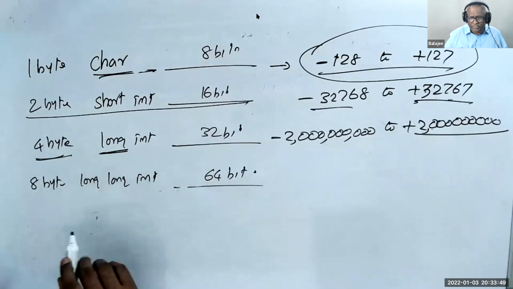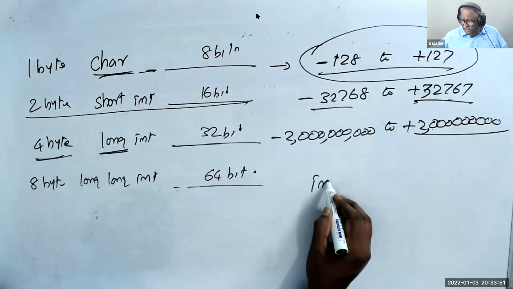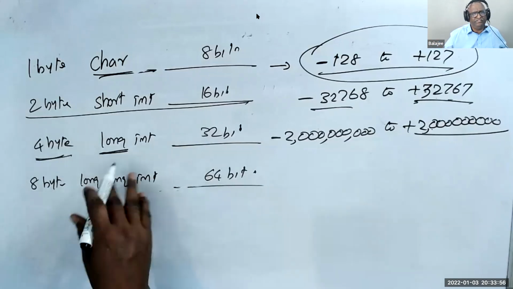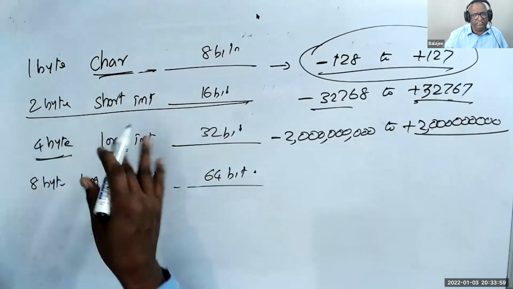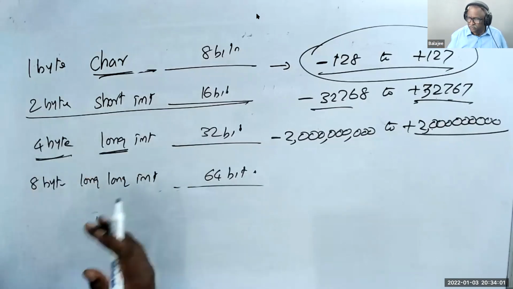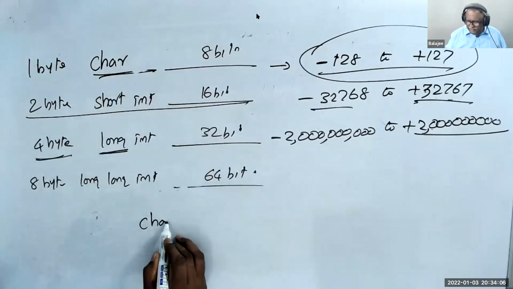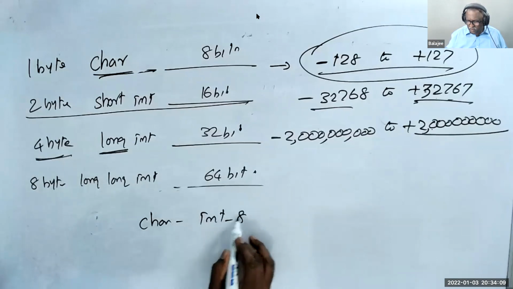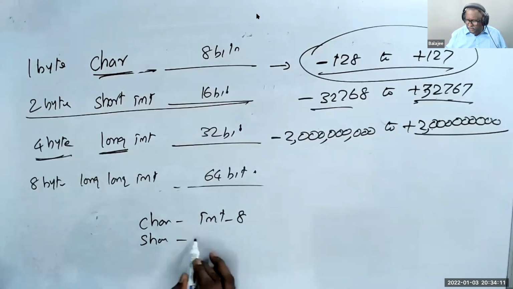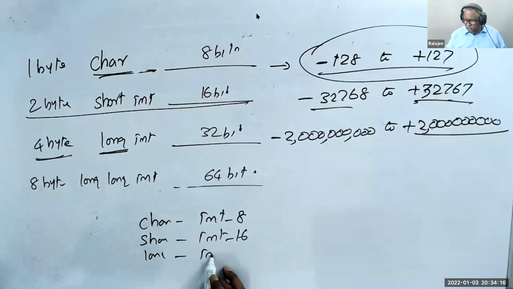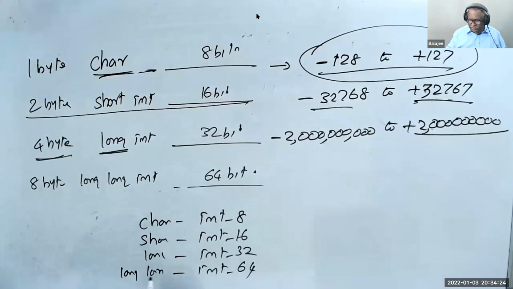I'll tell you another confusion. Sometimes you'll be using only int. What is the problem with the int? Of course, nowadays they've changed all these things. I'll tell you what we use nowadays. Nowadays we call char as int 8, short as int 16, long as int 32, and long long as int 64. This is what we are using.